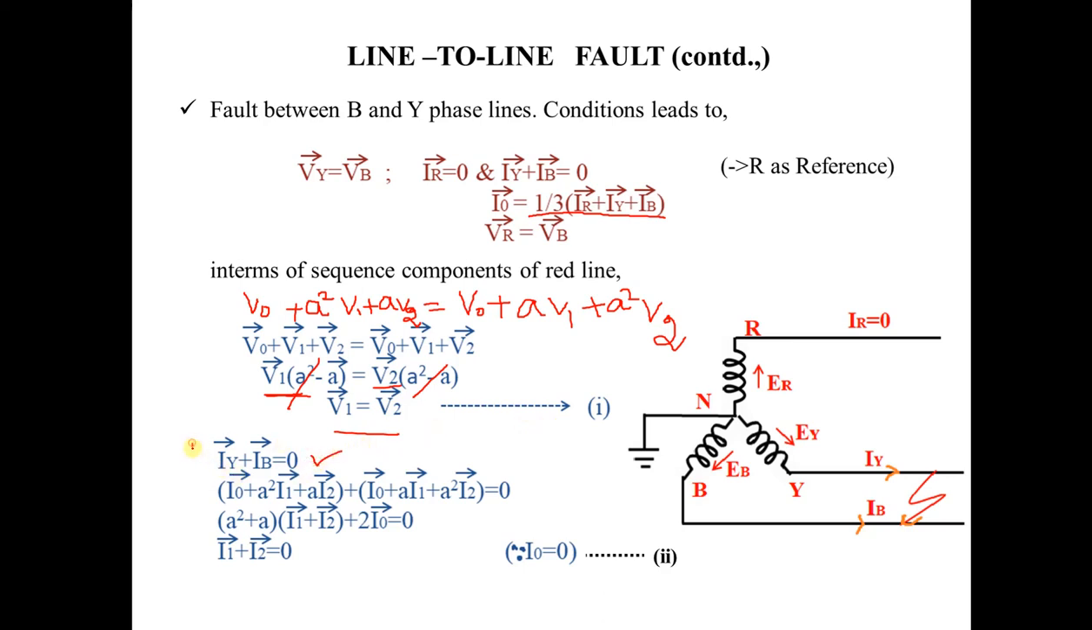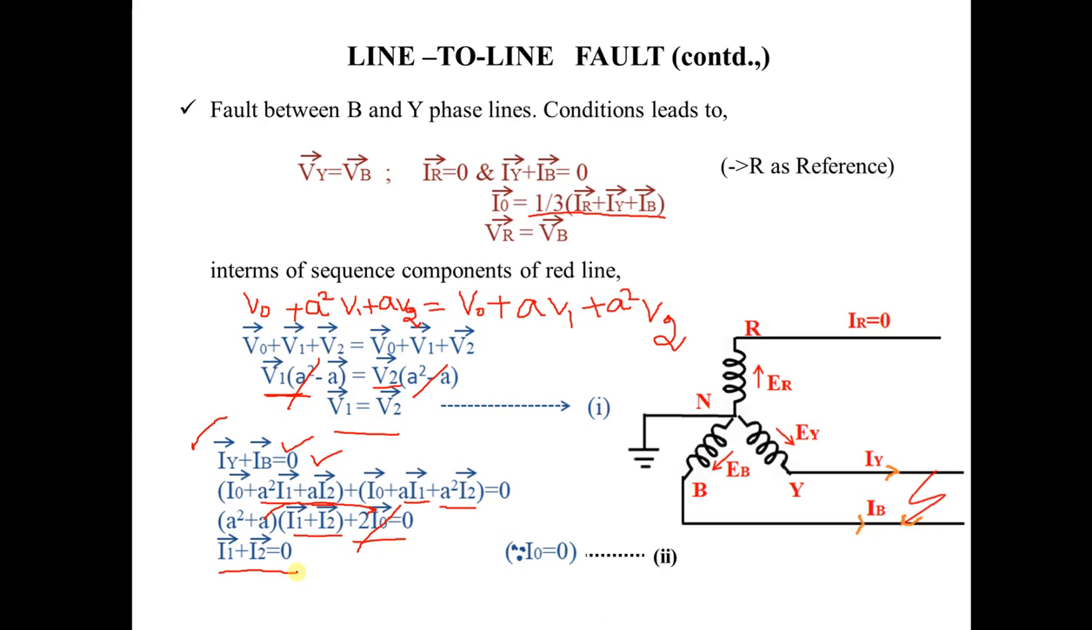So we know the formula to calculate Iy and Ib. For Iy, a square I1 plus a I2, and similarly for Ib, a I1 plus a square I2, will be equal to 0. Taking the common terms, 2 times I naught plus I1 plus I2 into a square plus a. Since I naught is equal to 0, this will be cancelled, and it will move on to here. So I1 plus I2 will be equal to 0.